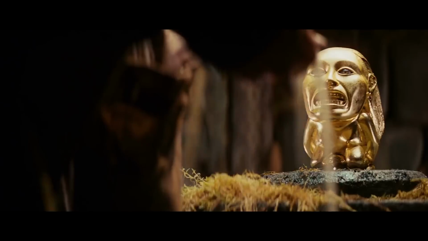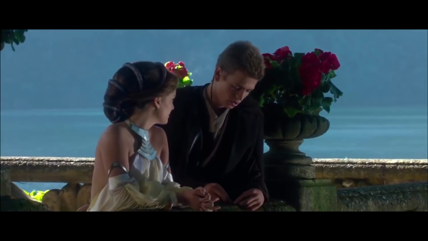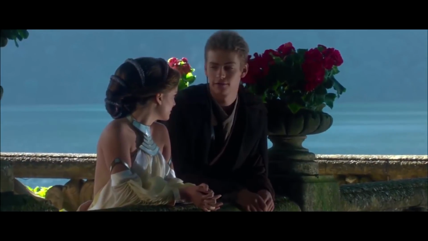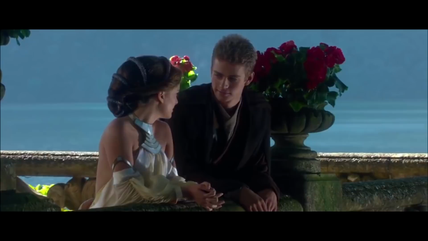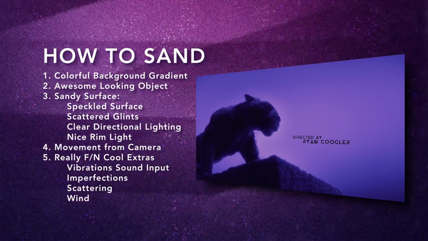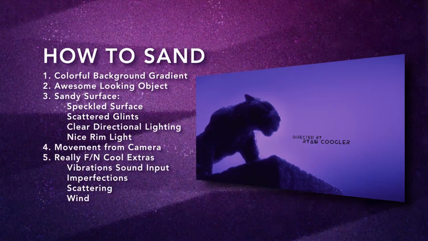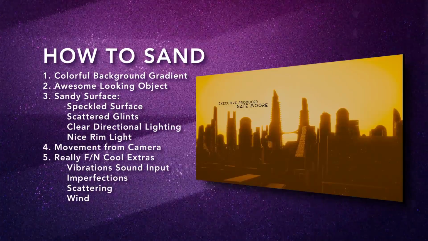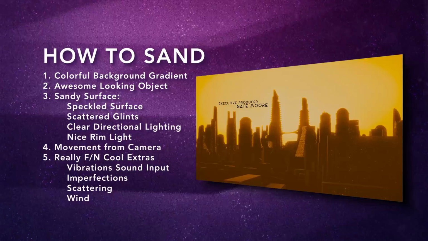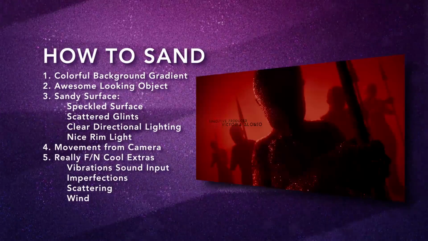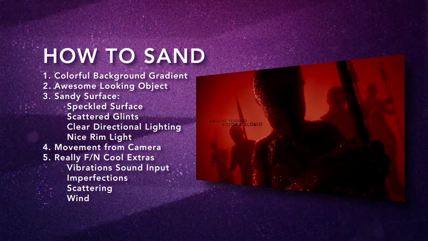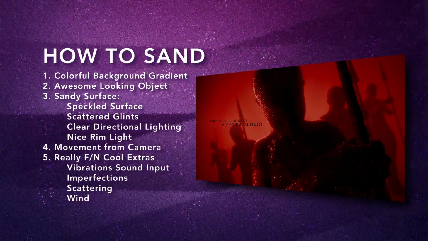Alright, let's take a minute to think about what sand is like. It's coarse and rough and irritating, and it gets everywhere. How about a checklist instead? The key features of these shots seem to be a colorful background gradient, an awesome-looking figure or landscape, a surface that looks like sand. Its surface is speckled with particles, there are little glints scattered throughout, it has clear directional lighting, and perhaps a nice rim light.